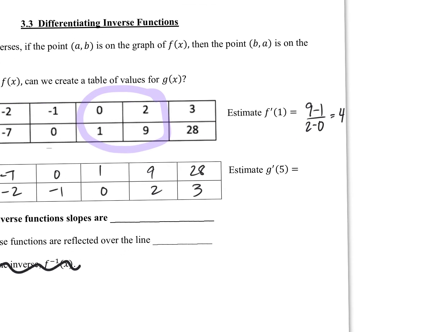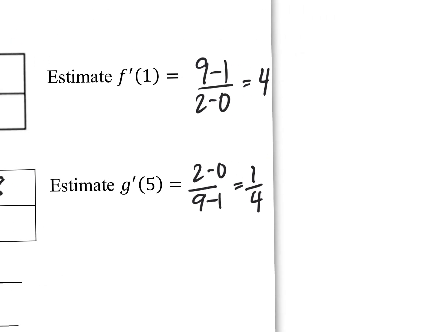Beautiful. Beneath it, it says estimate the slope of the inverse, g, when x is 5. When x is 5, do you agree that still falls between these two? 5 is between 1 and 9, the middle of it. Let's do the slope there. 2 minus 0 over 9 minus 1. What's that going to get me? 1/4. What do we notice about this 4 and that 1/4?